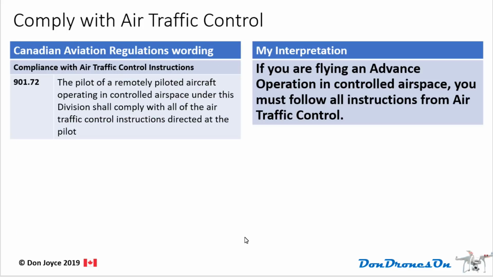This is a strange rule, sort of one of these, of course you should do this. Well, if you're flying an advanced operation in controlled airspace, well, guess what? You must follow all instructions from air traffic control. No kidding. Sounds like a good rule. That's Rule 901.72.